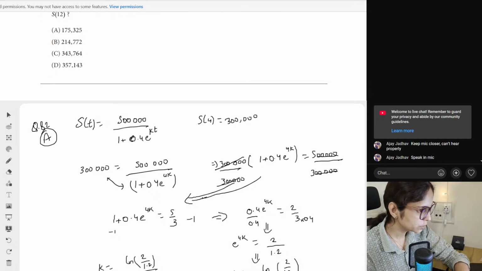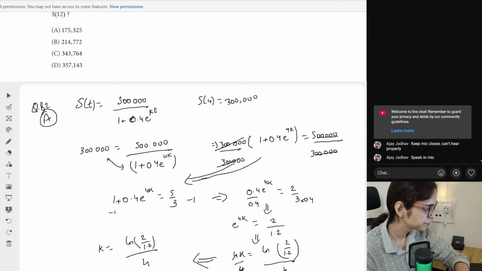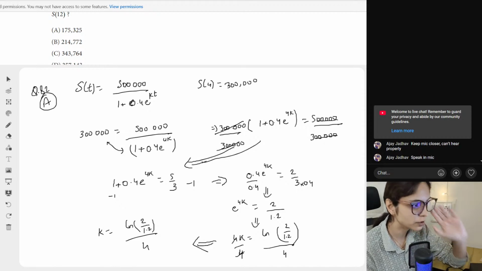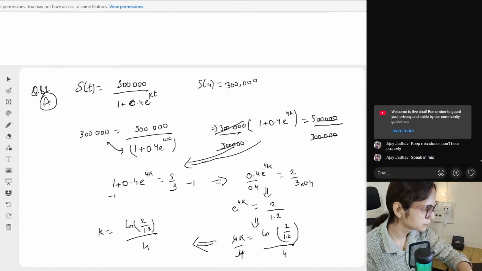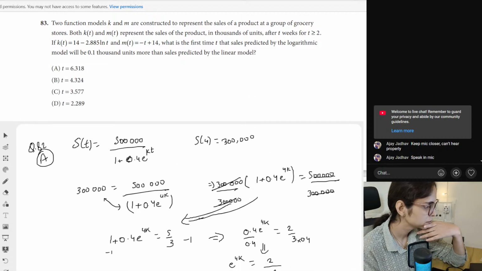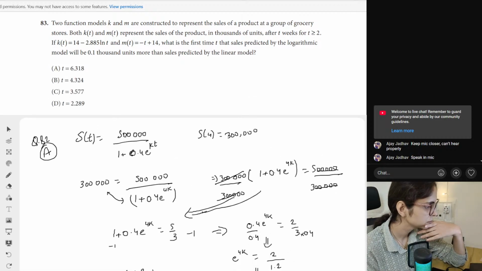Now we'll move to the next question. This is the entire work that we have done. But you can use Desmos modeling if Desmos is allowed, and I'm 99% sure that Desmos is allowed. Now question number 83. Now I'll refresh it.